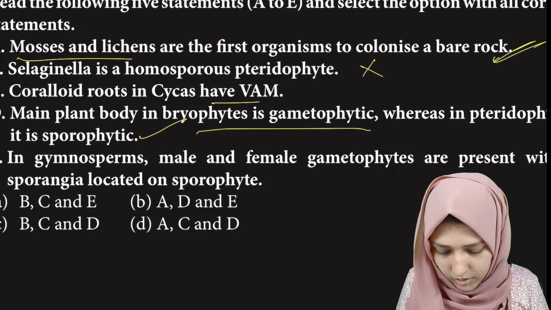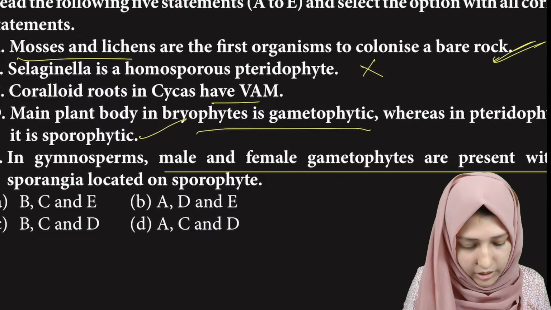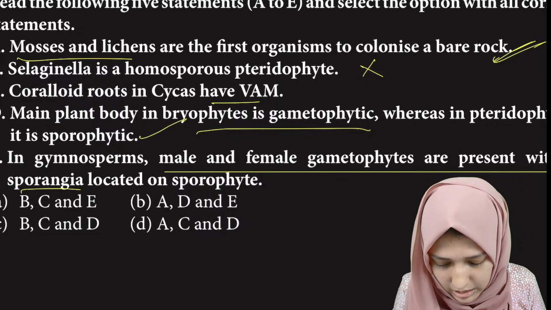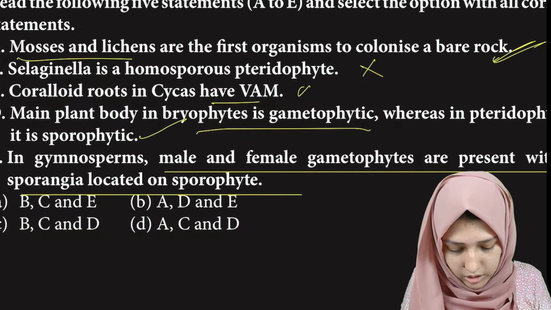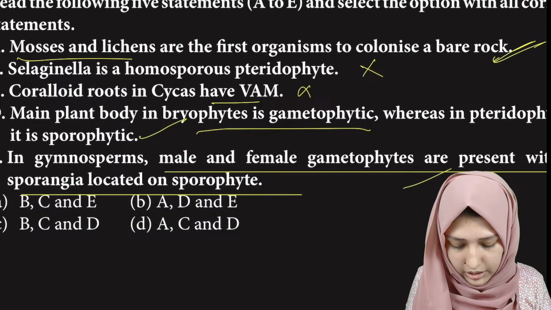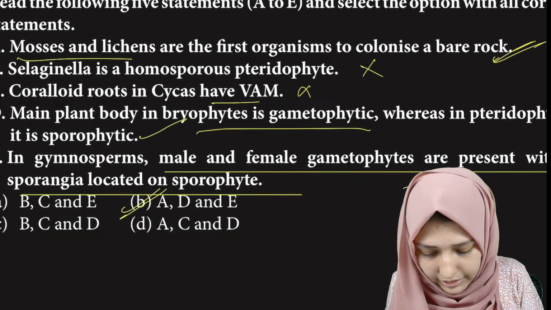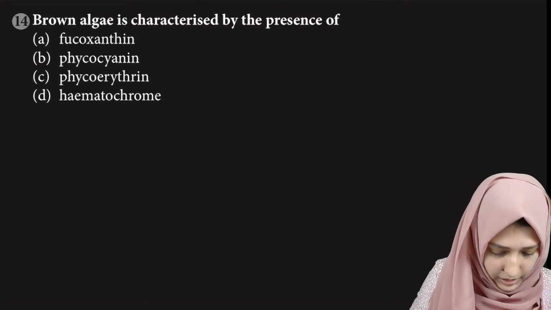Then in gymnosperms, male and female gametophytes are present within the sporangia located on the sporophyte. So this is also right. So this is wrong, and A, D, E are right. So option B, A, D, E is the right answer. Okay. Now coming to the next question.